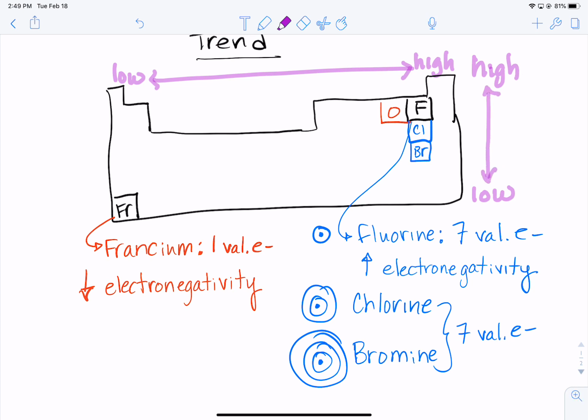Because as you get larger, the attraction is just not as strong. Okay? So we're talking about electronegativity, and we're talking about this affinity or desire to have electrons. And this is leading up to this idea of bonding, and specifically covalent bonding. So when we talked about covalent bonding before, we said that that is between nonmetals and nonmetals. All the yellow ones right here on the right-hand side of the periodic table.